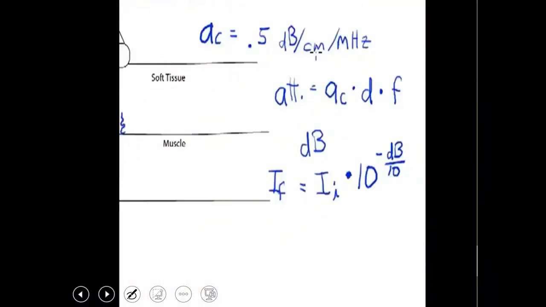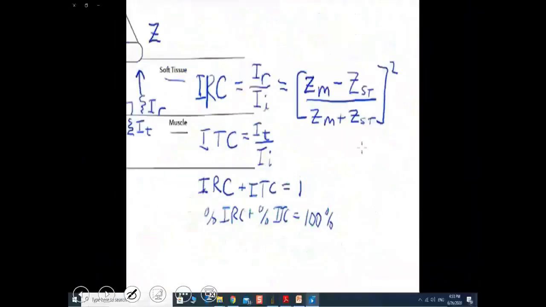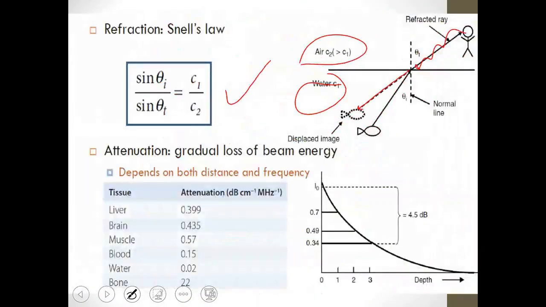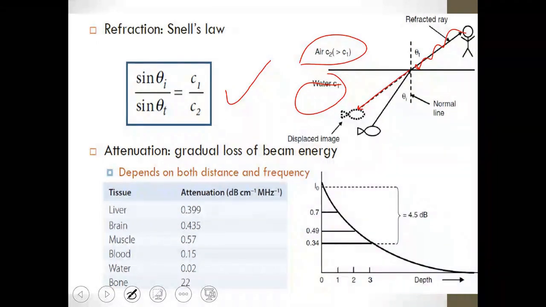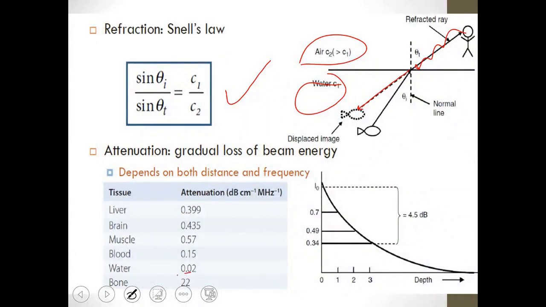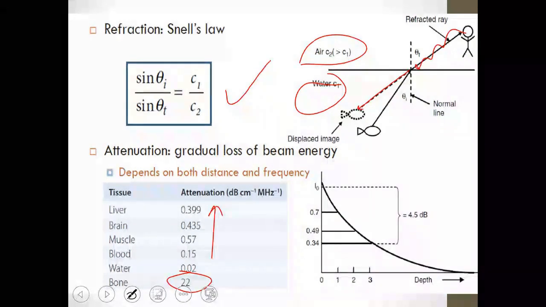Also, we mentioned that the beam experiences attenuation. This attenuation is expressed in decibels. Decibels per centimeter per megahertz means how much attenuation the beam loses in decibels for every centimeter of tissue if the frequency is 1 megahertz. We will find that the highest attenuation occurs in bone at 22 decibels per centimeter per megahertz. The attenuation here has increased due to the bone. It is very high compared to water and other tissues present.